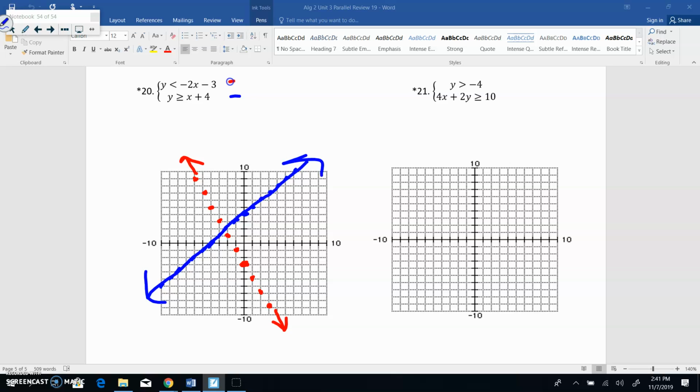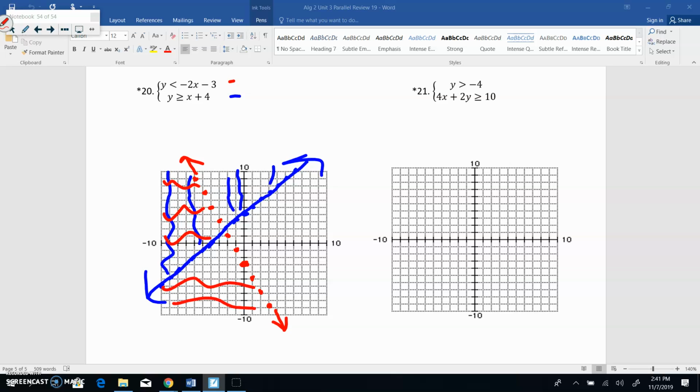All right, the shading for this. It says greater than, so greater is above. So above this blue line would be anything that is above it. All right, for the red line, it is less than, so it's anything that is below the red line. So below the red line is over here.